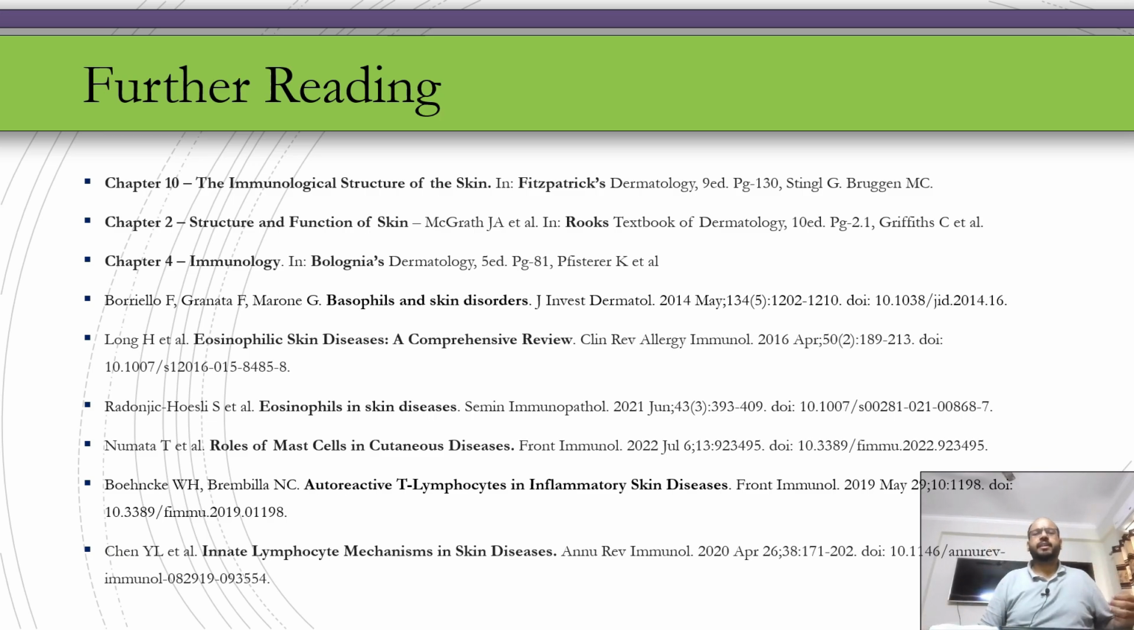Clear? These are some reading recommendations. Fitz, Rook's, Bolognia's, and these are some good articles on basophils. Okay, basophils, eosinophils, mast cells, T cells, innate T cells. So if you can, I've copy pasted them in the description. Go to the URL and find the article and read. These are very beautiful articles on each and every aspect. Let's move forward.